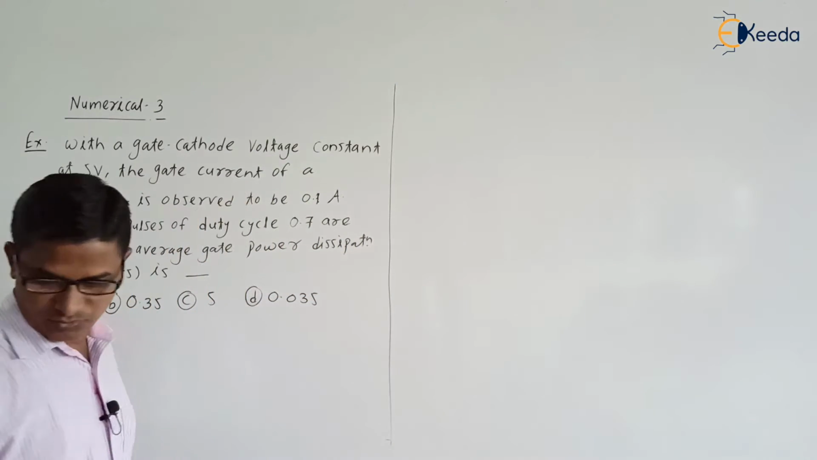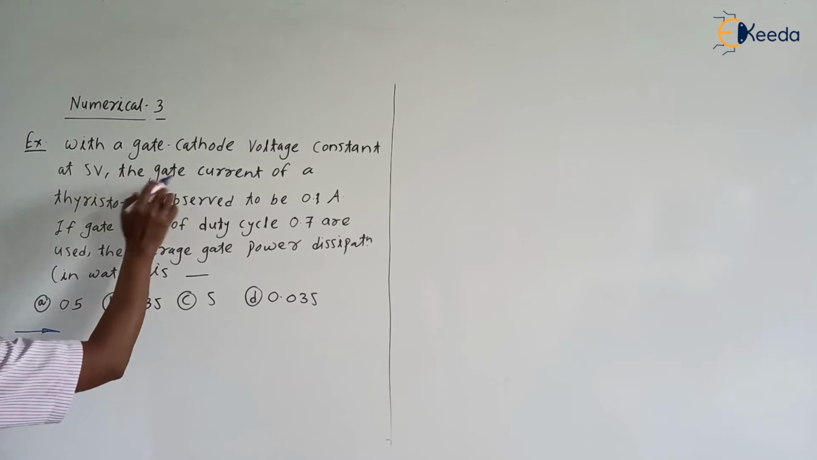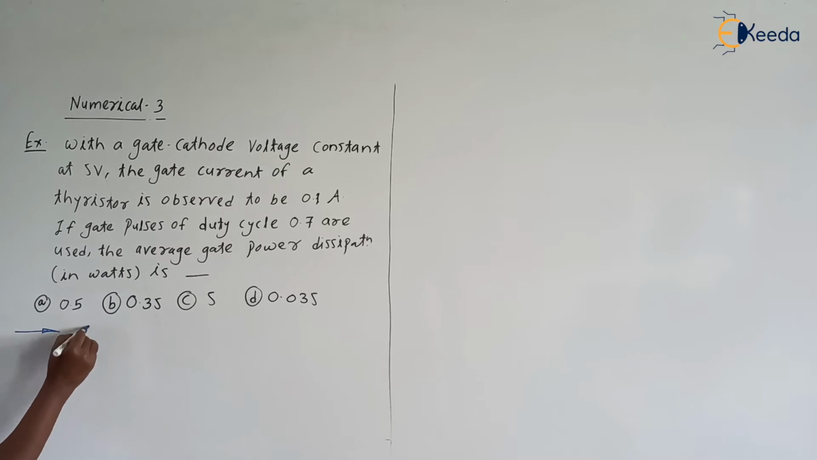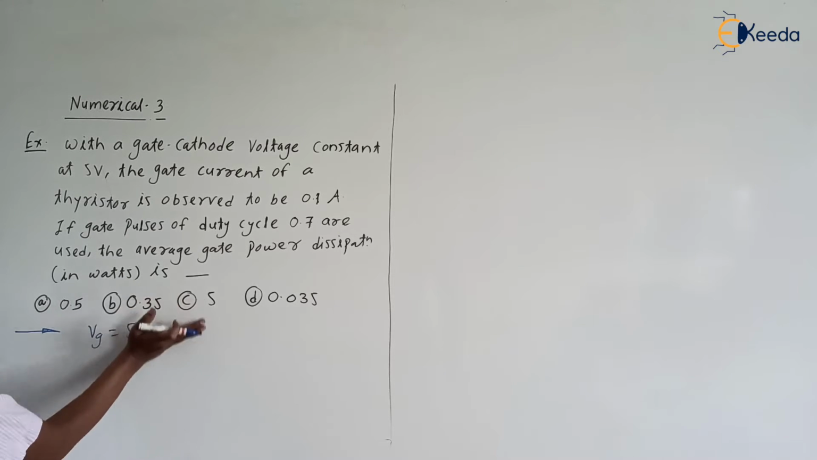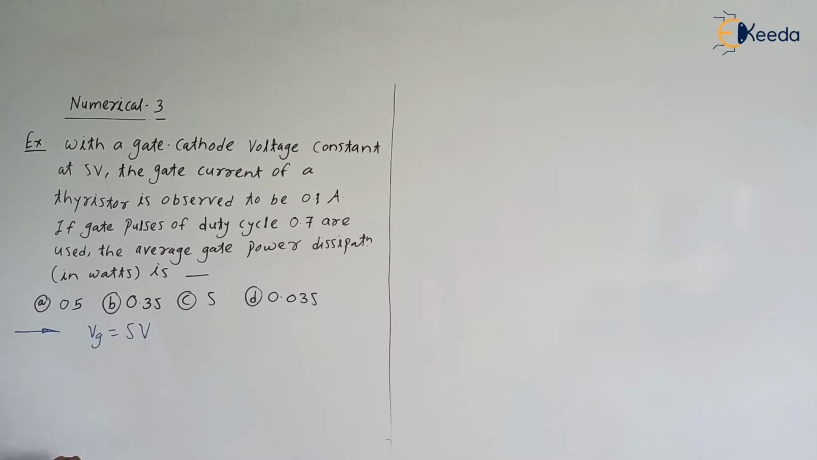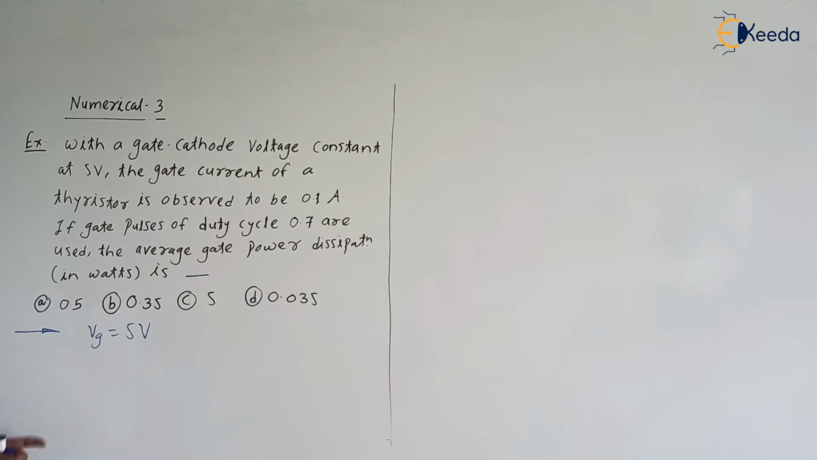So I am writing here the solution. Gate cathode voltage, that is Vg, is equal to 5 volt. It is a constant, right? So Vg is equal to 5 volt. The gate current of the thyristor is observed to be 0.1 ampere. If gate pulses of duty cycle 0.7 are used, the average gate power dissipation, so we need to find Pg average, right?